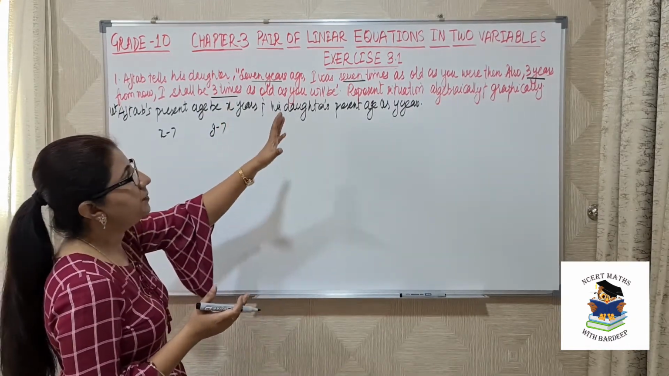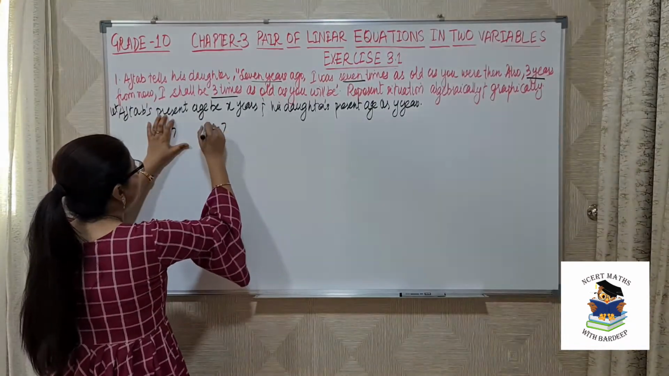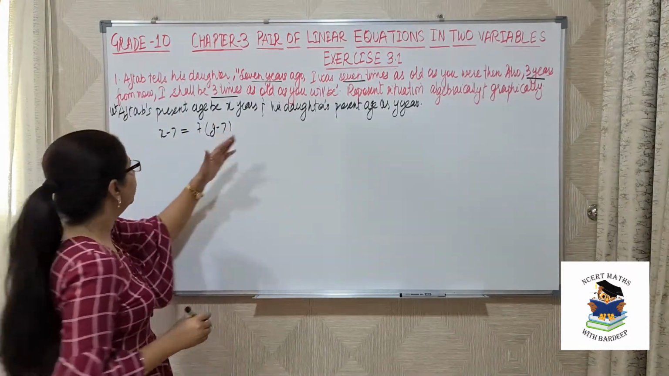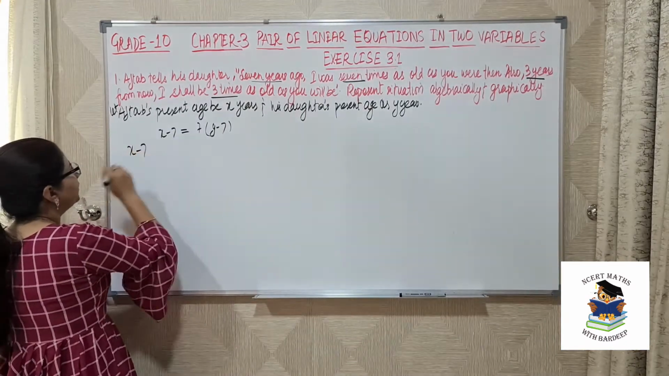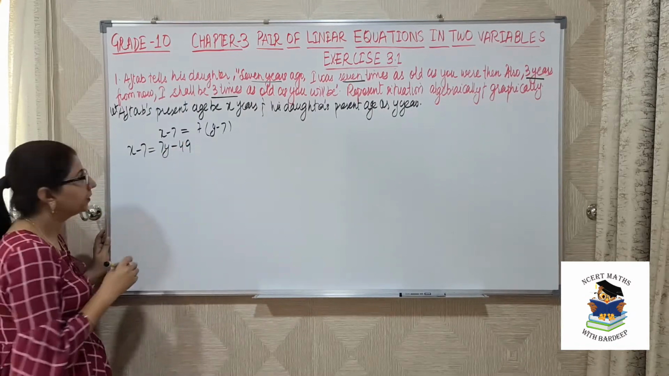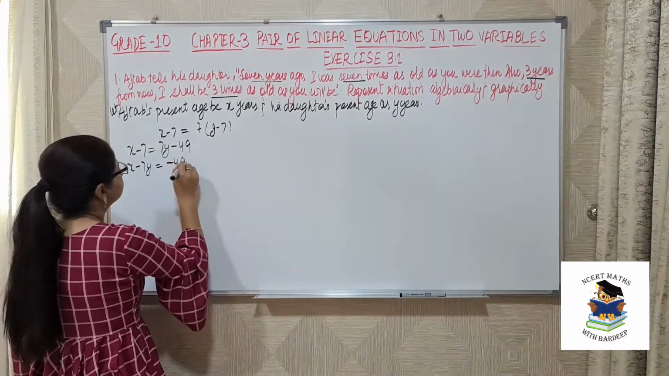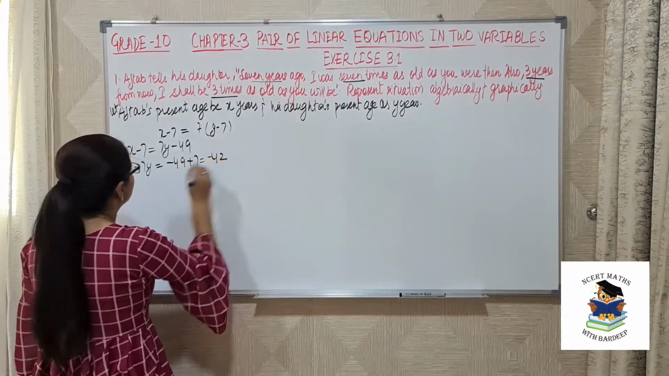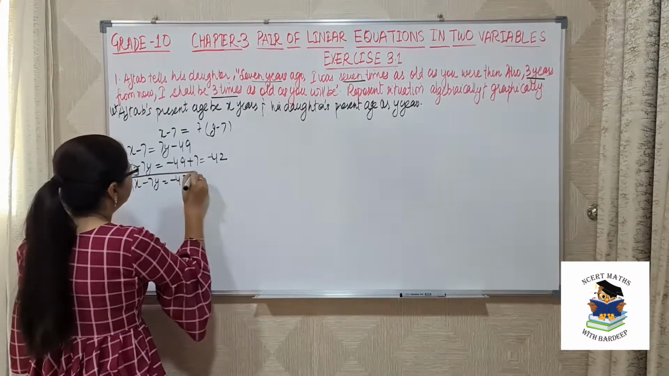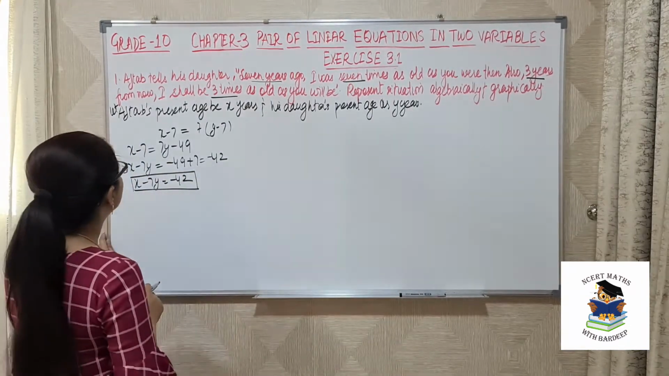I was 7 times as old as you, means father is 7 times as old as his daughter. So it is 7 times y minus 7. So let's open this. x minus 7 equals to 7y minus 49. Okay. So take variable on one side and numbers on the other side. So x minus 7y equals to minus 42 is my one equation. Clear?